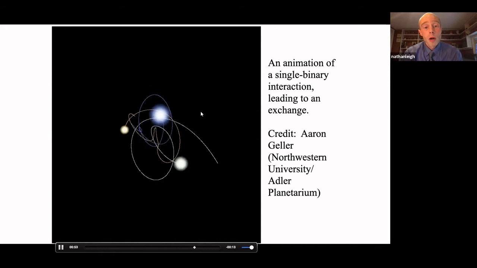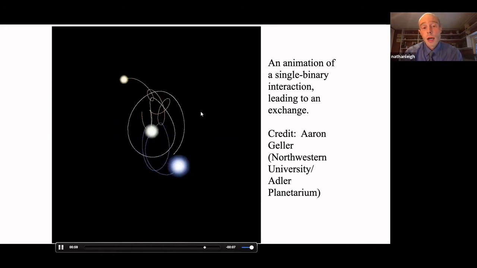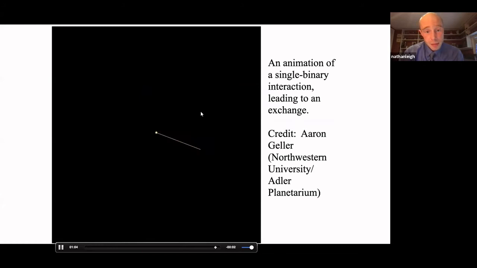And importantly, it's usually the least massive object that is ejected from these interactions. And since black holes tend to be the most massive objects in star clusters, there goes the least massive object right there. These interactions tend to systematically exchange black holes into binaries.